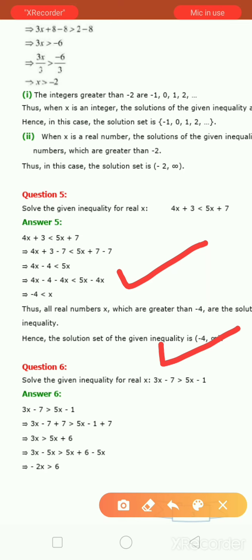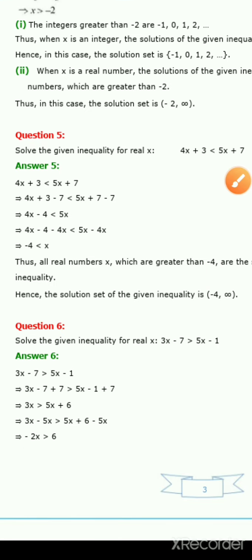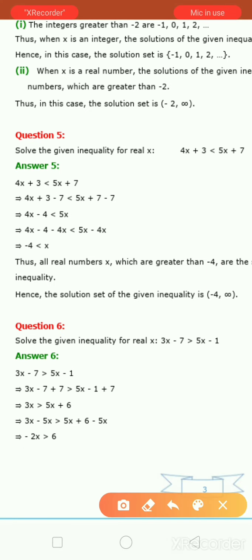And the same with question number 6. See here, what you have done here means minus 7 plus 7. What they have done is they added plus 7. After adding 7, you will have 3x is greater than minus, you will get 0 here is greater than 5x plus 6. So, bring the x terms to one side.